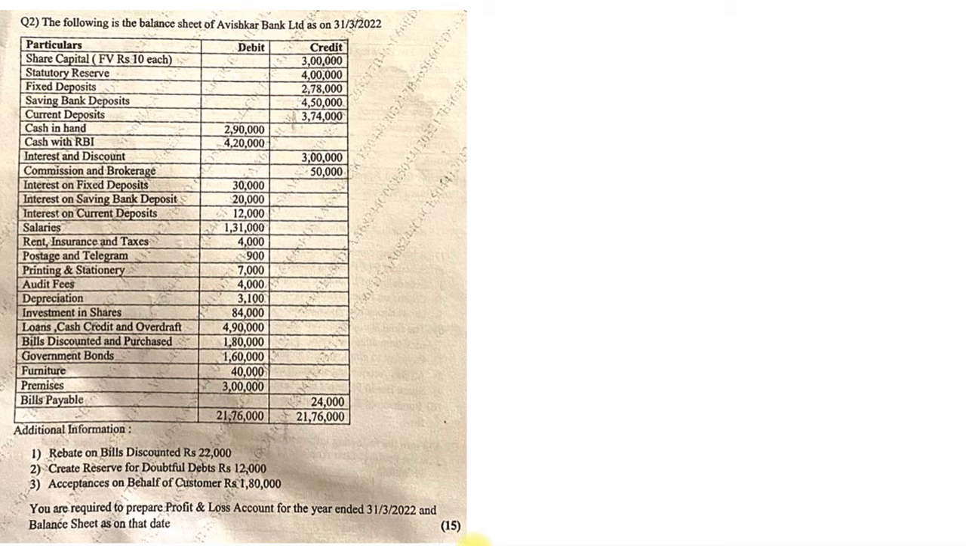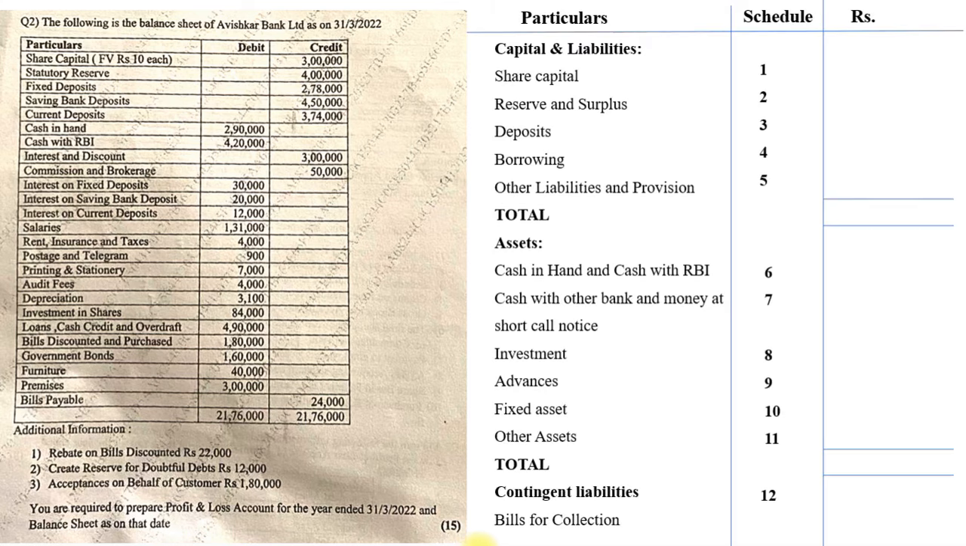Now, whenever you get such kind of question, the very first simple thing you need to do is note down the format of your balance sheet and your P&L account. Okay, so this is the balance sheet format: capital and liability. Under that we have share capital, reserves and surplus, deposit, borrowings and other liability. We get a total. On the asset side, cash in hand and cash with RBI, cash with other bank at short and call notice, investment, advances, fixed asset, other asset. We total it up, and lastly we have contingent liability, under which we can have bills for collection. This is the format of your balance sheet.